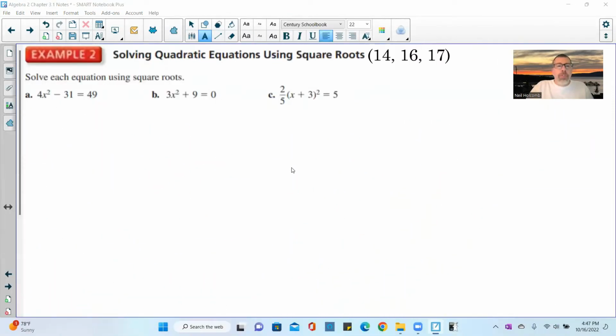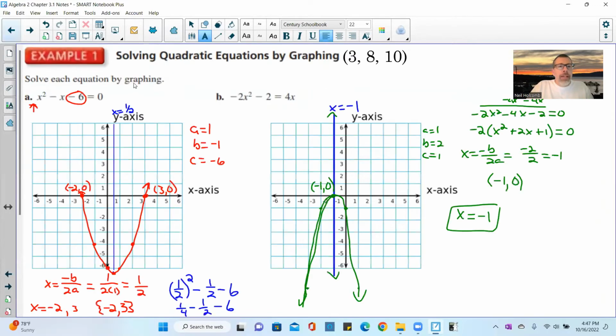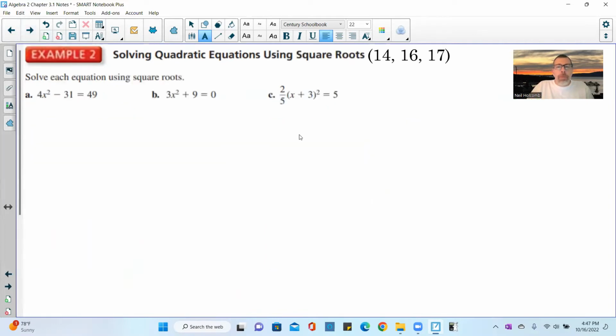Okay, so here's example 2, but before I do that, I want to go back. In example 1, I'm starting to do this for my students. If you are my student, I'm assigning 3, 8, and 10, and example 1 pertains to those. So after doing example 1, you should have tried these 3 problems. Then go on to example 2, and here we go. And this one is going to cover numbers 14, 16, and 17 from the homework. So watch this example and then do these 3 problems.